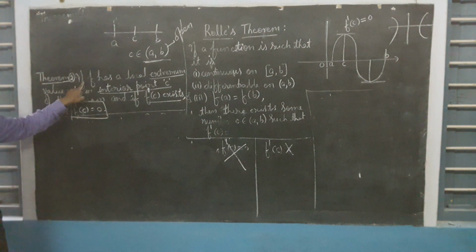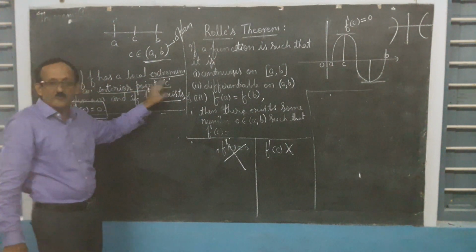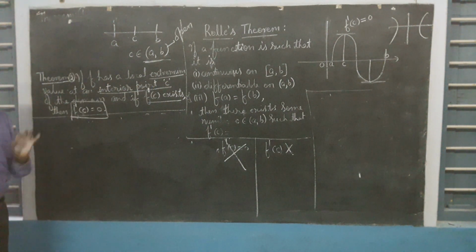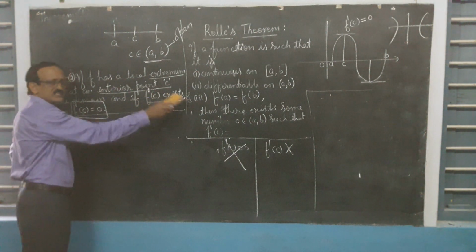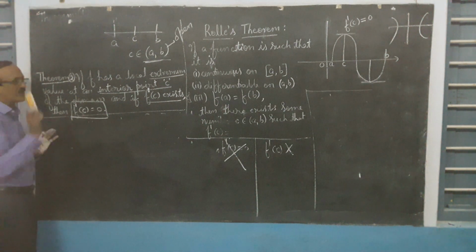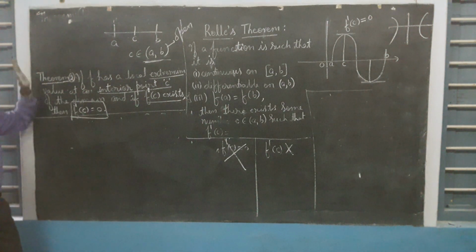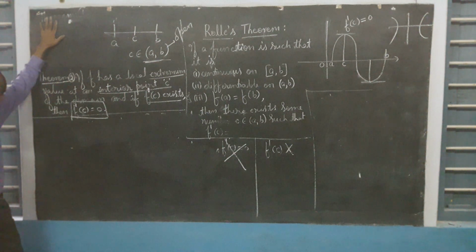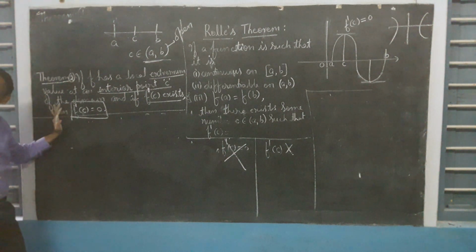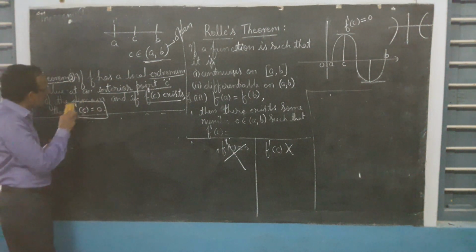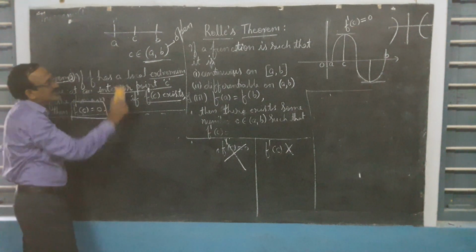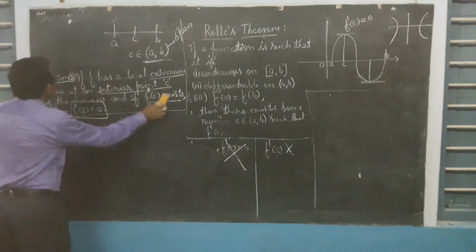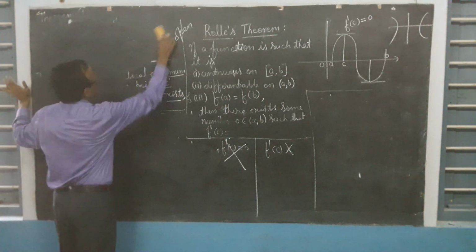Theorem 2: if f has a local extremum value at an interior point C of the domain, then if f dash C exists, its value will be 0. This is the second theorem. Theorem 1 is the extreme value theorem. Theorem 2 is a theorem where you have the conclusion f dash is 0. This is used in Rolle's theorem. So, remember both the theorems.